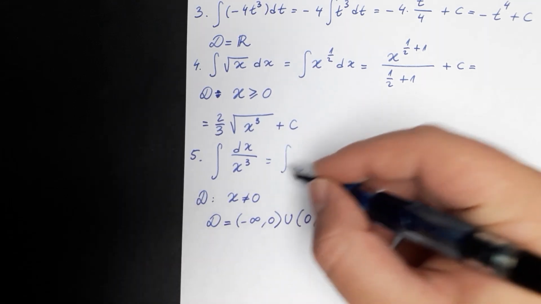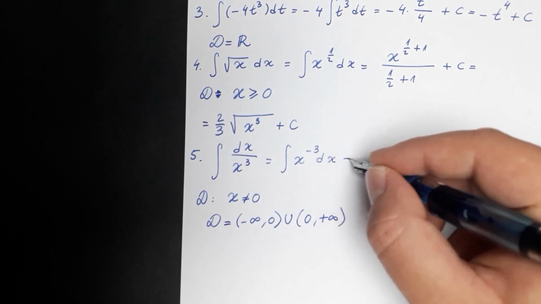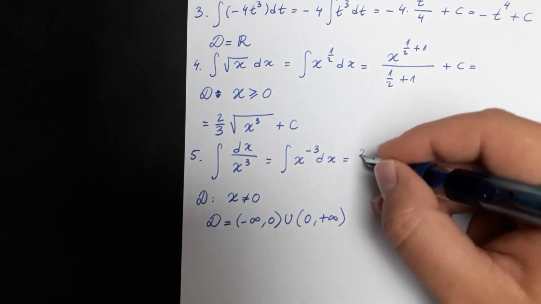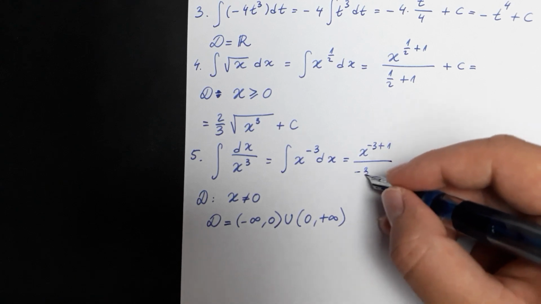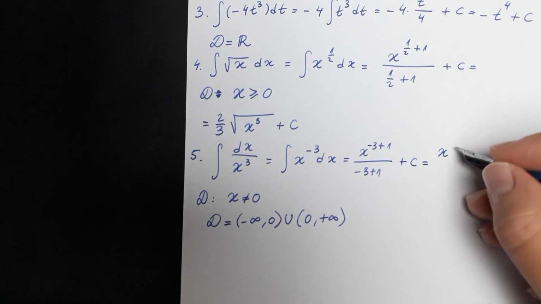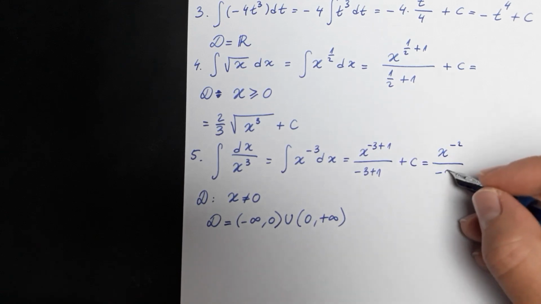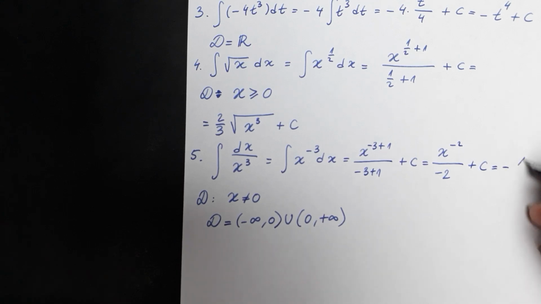This is equal to an integral of x to the power negative 3 dx, and that is going to give us x to the power minus 3 plus 1 divided by minus 3 plus 1 plus c, which is equal to x to the power negative 2 divided by negative 2 plus c, which is equal to negative 1 divided by 2x squared plus c.